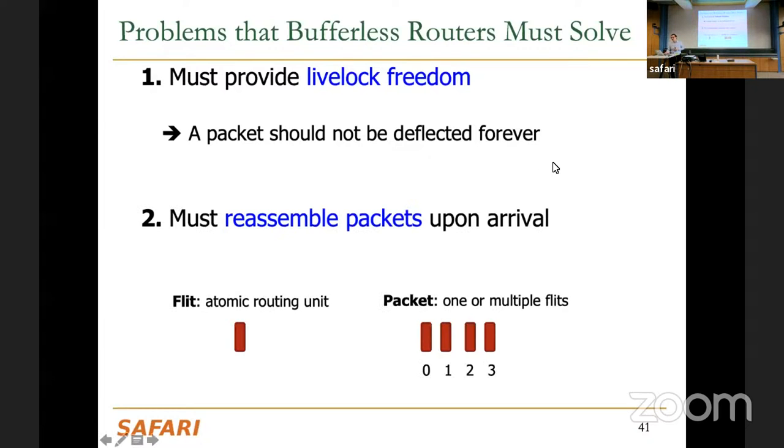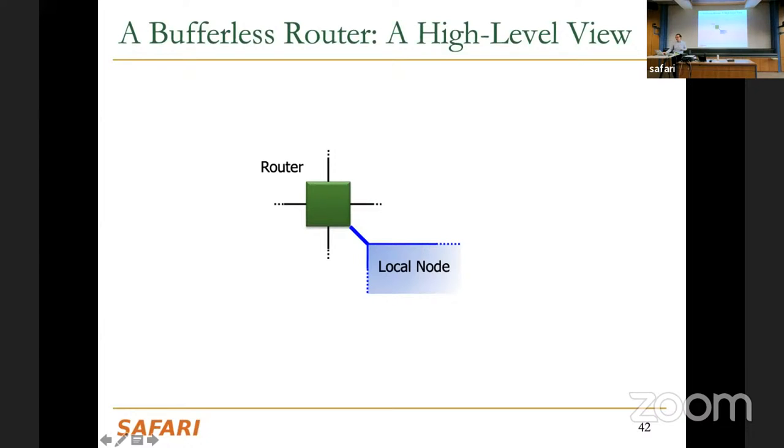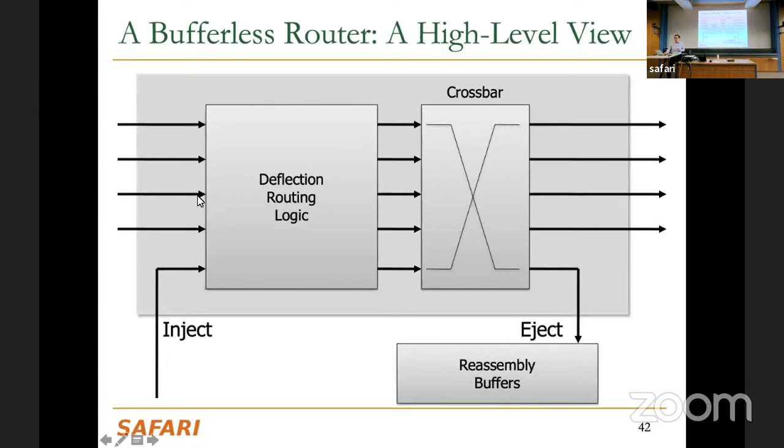And then you need to reassemble packets upon arrival. This is the routing unit, the flit, and then you have multiple flits consisting of a packet, and you need to reassemble the packet at the end. Let's take a look at the bufferless router at a high level. Essentially, you have some deflection routing logic, assuming a mesh topology again. You have four inputs from four neighbors, and then you have the local node injecting into it, so it's really a 5x5 router. Then the deflection routing logic determines which output ports get which packets that are in the inputs, and then there's a crossbar that actually does the switching.